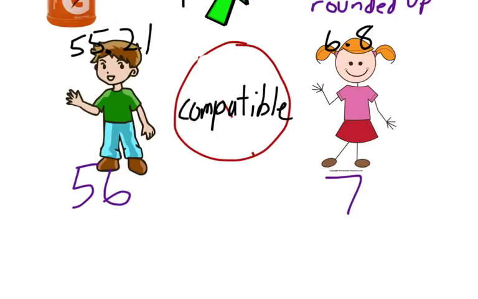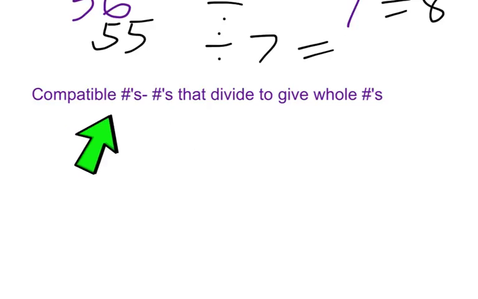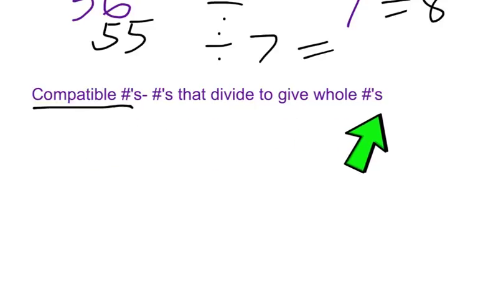These numbers are compatible. So what does compatible mean? It means that the numbers divide to give whole numbers. For instance, we can do 56 divided by 7 and get 8. But we can't do 55 divided by 7 to get a whole number. Those aren't compatible. So compatible numbers are numbers that divide to give whole numbers.